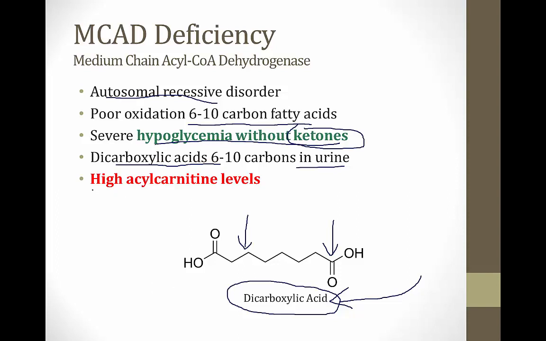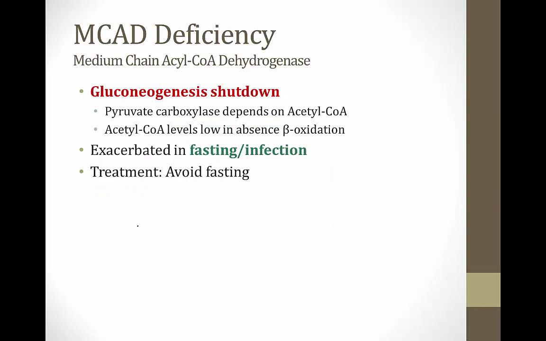And then, as I said before, the levels of acyl-carnitine can become elevated because the carnitine shuttle is backed up. As I mentioned, there is severe hypoglycemia when fasting, and the reason for this is because gluconeogenesis is shut down. Pyruvate carboxylase, which is a key enzyme for gluconeogenesis, depends on acetyl-CoA, but acetyl-CoA levels get very low if you cannot perform beta oxidation. As a result, you have poor synthesis of glucose by the liver via gluconeogenesis, and in addition, all your other tissues are gobbling up the glucose because that is the only fuel available. This is all exacerbated by fasting, as I said before, and also in settings of infection when metabolic processes increase. And the treatment for children with this deficiency is to avoid fasting because it can be life-threatening.